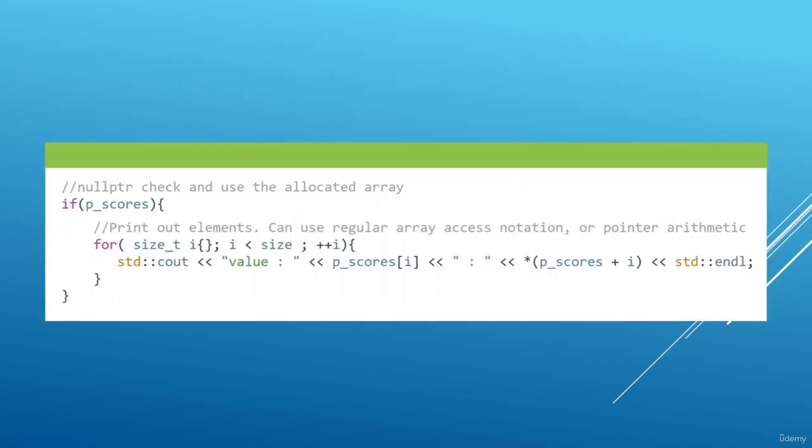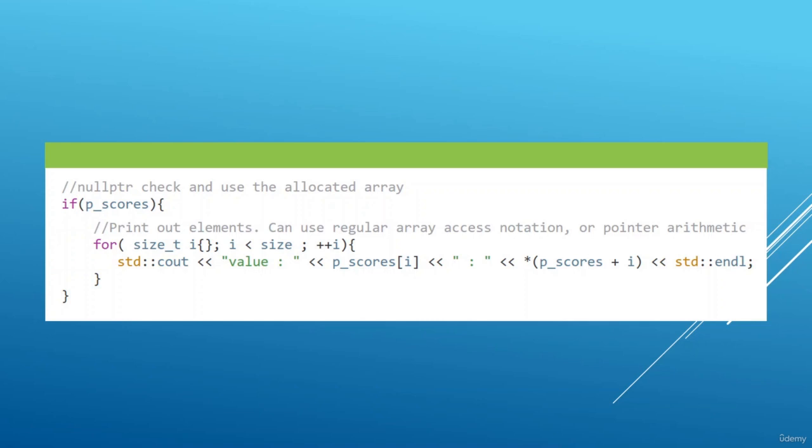Once you have your dynamic array allocated on the heap, you can try to do things with it. For example, we can try and loop through the scores and print them out. Here you see that we are using the square bracket syntax and the pointer arithmetic syntax. It is going to work equally well. You can choose whatever you want, but I just wanted you to see that you can use both versions here.